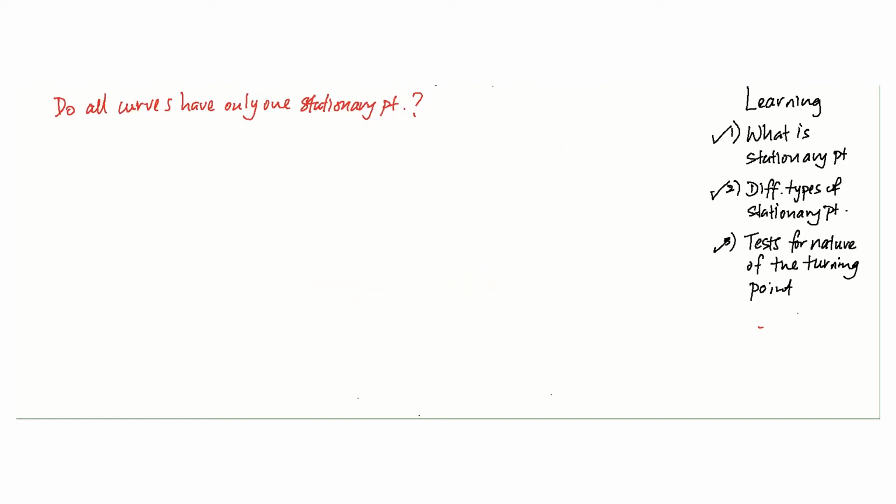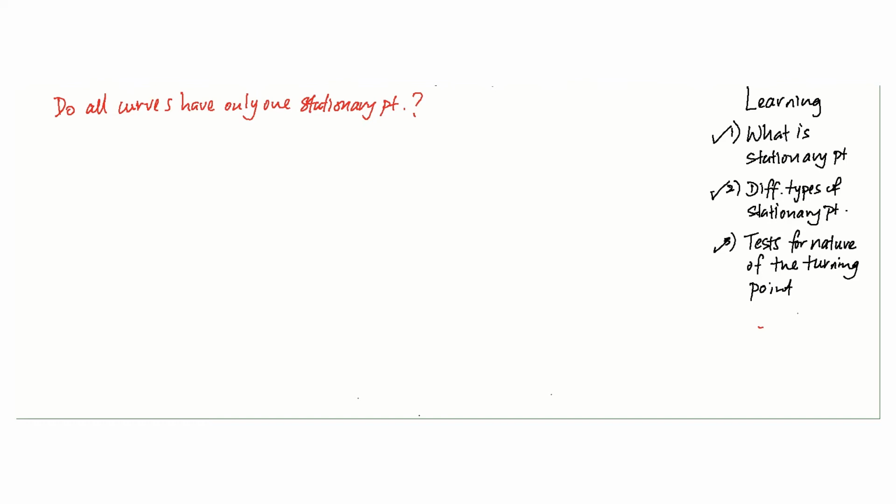Thank you. All right, so ladies and gentlemen, before I continue, the question that I have for all of us here is this: do all curves have only one stationary point? Based on the past two examples that we went through, in the first example we only have one stationary point. In example two, again, we also have only one stationary point. So that begs the question: do all curves only have one stationary point?